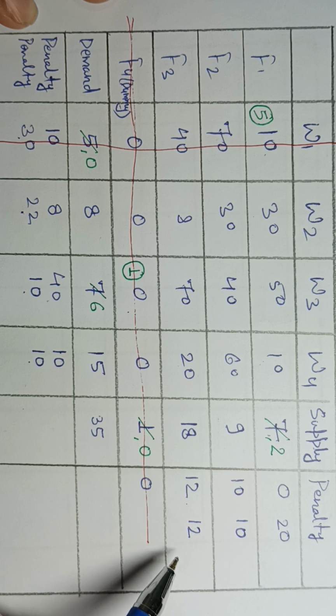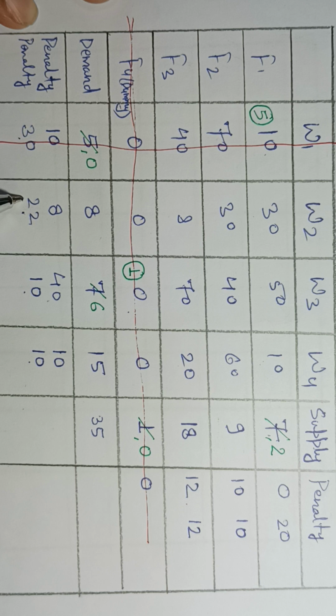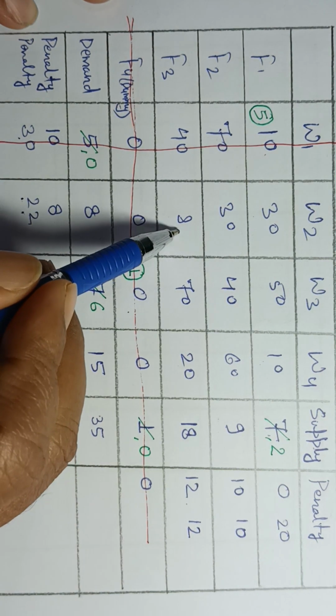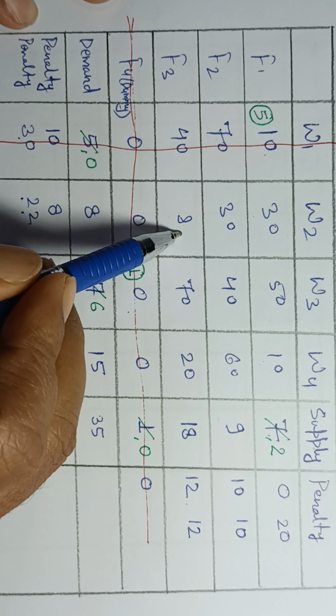Out of this we will choose the highest penalty. So this one is the highest penalty. Here we will check which cell has the least cost. So we are seeing this cell, F3W2, which has the least cost.